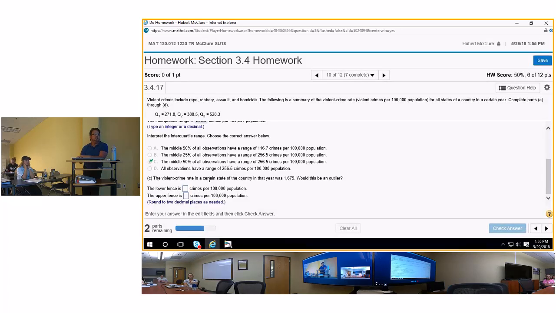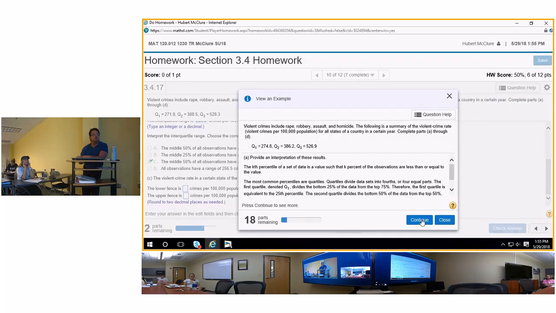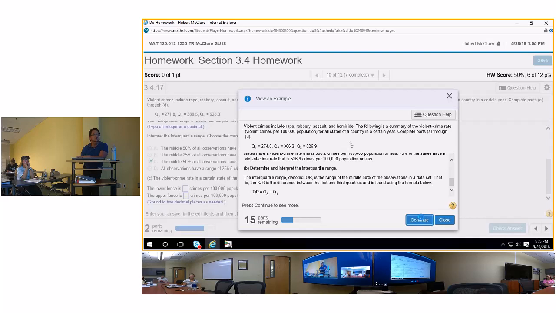The violent crime rate in a certain state of the country in that year was 1679. Would this be an outlier? Okay, look at the numbers. Yes, I believe it would be, but there is a way that you can find out. It's got to be outside the interquartile range. Let me go to it and show you. Instead of going into the book, I'm just going to show you.